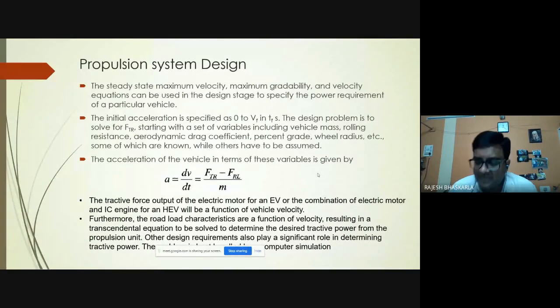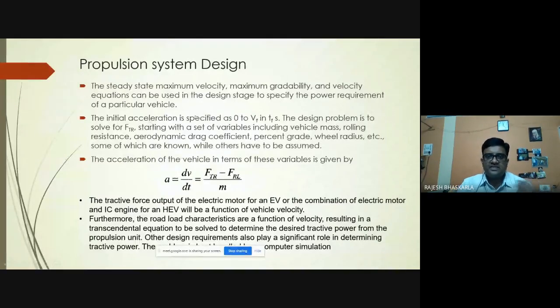Propulsion system design means how much force is required to pull the vehicle. That itself is propulsion system design. But what are the other parameters which are required for designing this? For designing the force, we require maximum velocity, maximum gradability, voltage equations, and also the power requirement of the vehicle. And in addition to this, we also require the pickup of the vehicle.